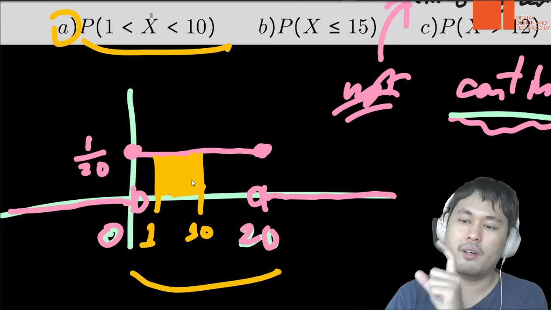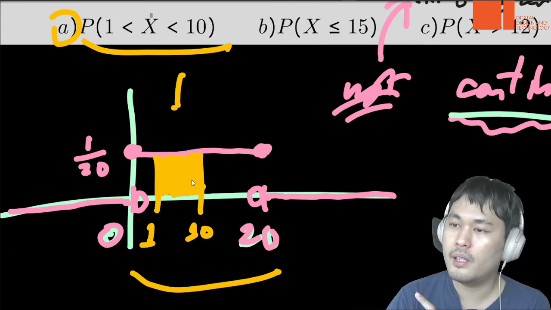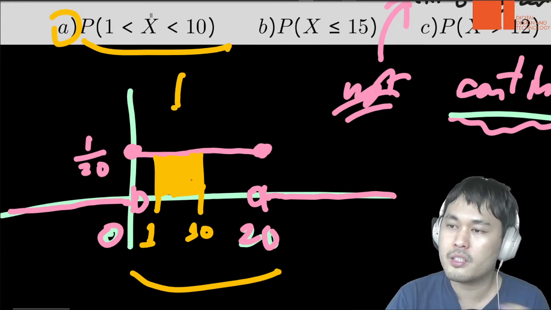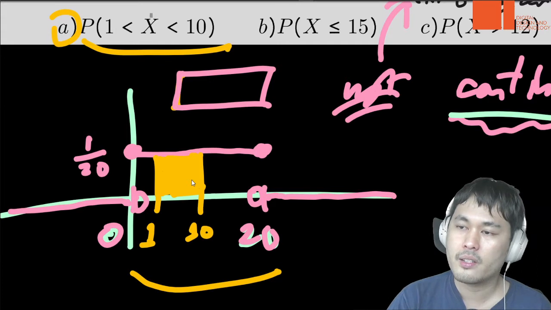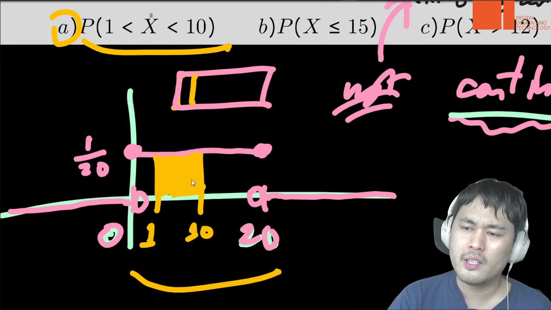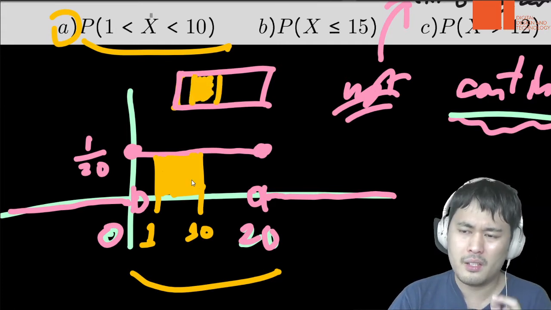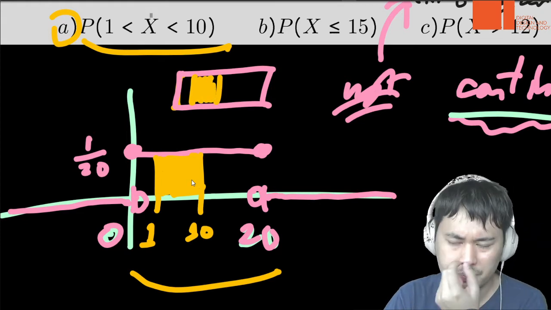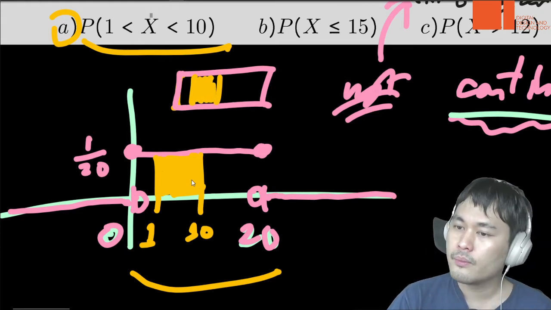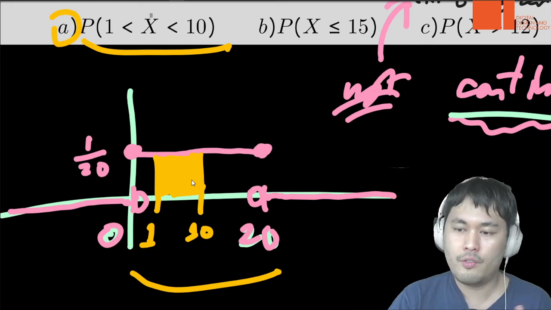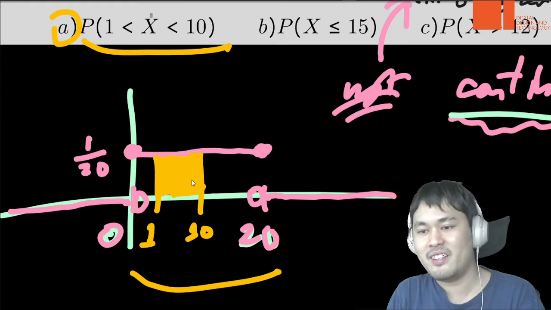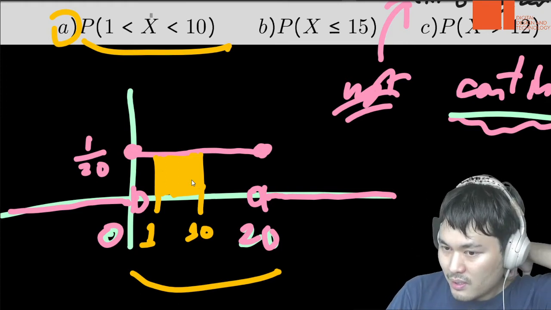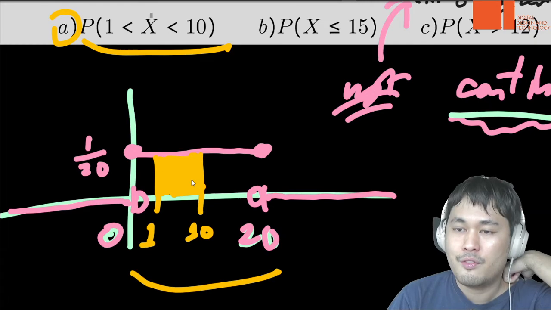If you think of this pink rectangle as a dartboard, it should make sense. If you throw darts anywhere on this dartboard, what's the chance that the dart lies in this range, in this interval? If we know how to compute that area, then we know the probability. So do we know how to compute that area? The answer is yes. Because this is just a rectangle, we can find the area.